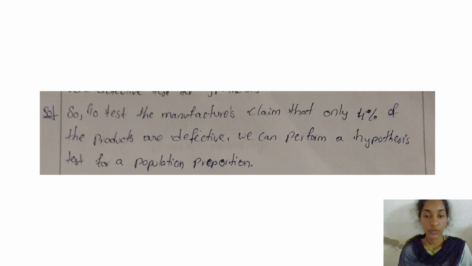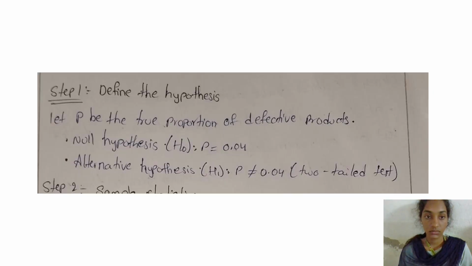So, to test the manufacturer's claim that only 4% of the products are defective, we can perform a hypothesis test for a population proportion. Step 1. Define the hypothesis. Let P be the true proportion of defective products. Null hypothesis H0: P equals 0.04. Alternative hypothesis H1: P is not equal to 0.04, and it belongs to the two-tailed test.